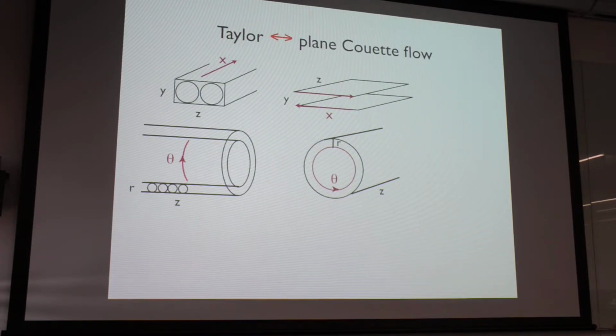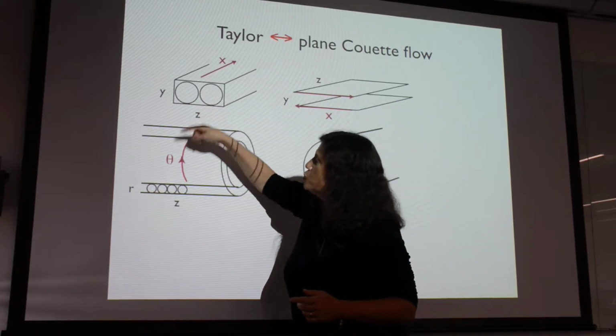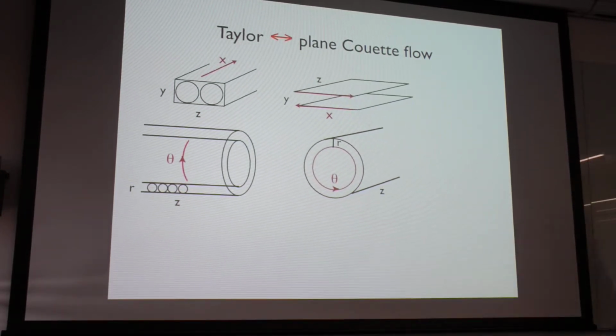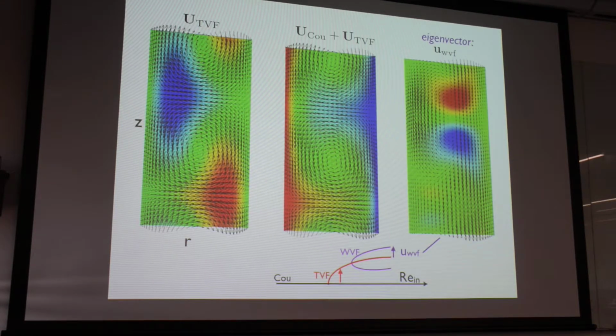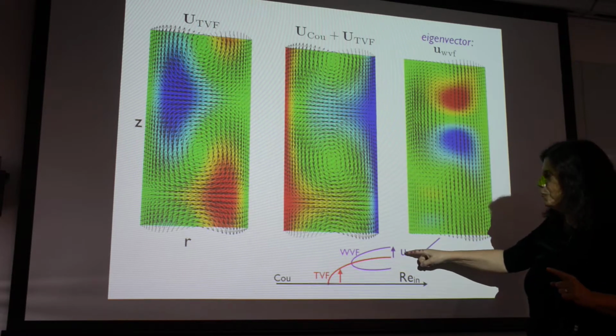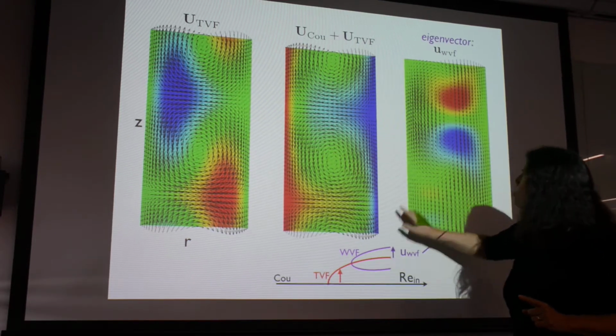So Taylor-Couette flow and plane Couette flow are similar. We're showing this: it's theta velocity, like the streamwise velocity, and these rolls are like the Taylor vortex rolls. That's the analogy. So we did simulations with the pipe flow code of Ashley Willis, and here we're showing the Taylor vortex flow, and here we're showing the eigenvector. Here's the eigenvector that is responsible for the bifurcation from Taylor vortex flow to wavy vortex flow.